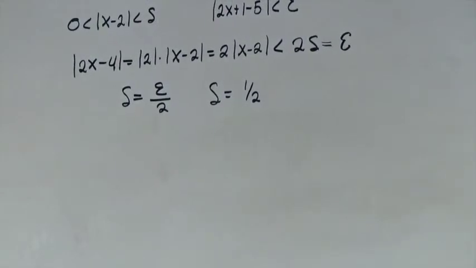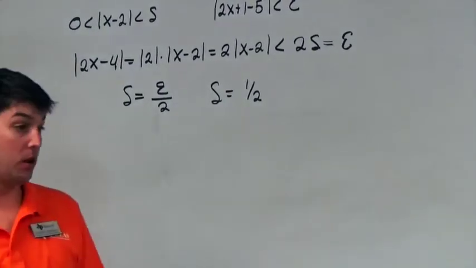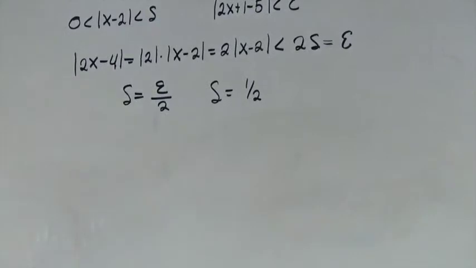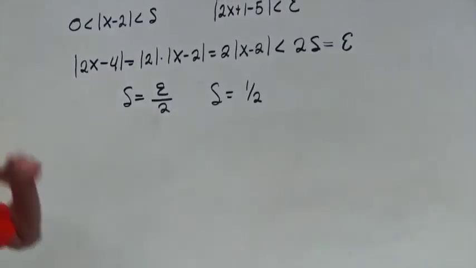So all this is asking when it's asking you to find a delta is how close does x need to be to c to keep your function epsilon close to L.